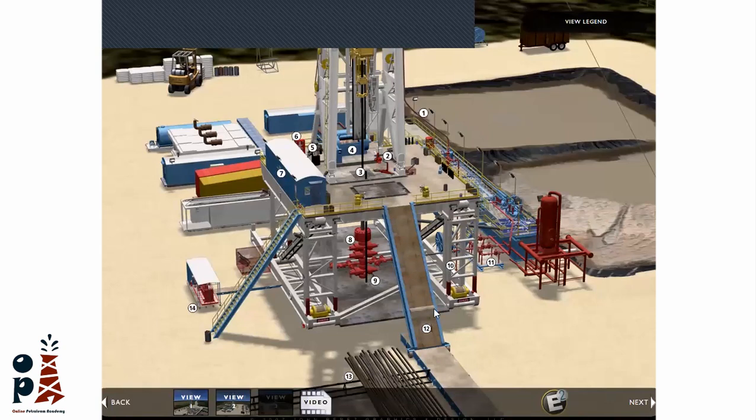The most important part for us now is the mud system. Starting the mud system with this mud gas separator. It's used when we are facing high gas content in the mud. So we direct the flow to the mud gas separator, then to the shakers. You see here, this is the flow line.